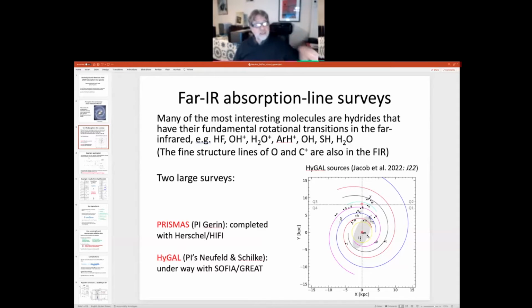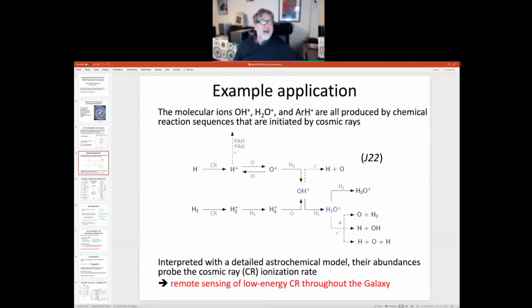So there have been two large surveys. One was carried out with the HiFi heterodyne instrument on Herschel. It's called PRISMAS. It was led by Maryvonne Gerin. And there's one underway that I'm co-leading with Peter Schilke with the GREAT spectrometer on SOFIA, which provides similarly high resolution. Just to motivate this a little bit, let me describe just one application of the kind of studies that have been done.